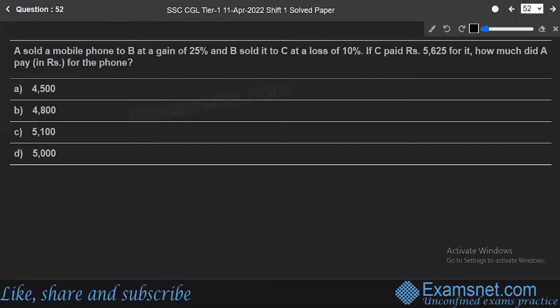Question number 52. A sold a mobile phone to B at a gain of 25% and B sold it to C at a loss of 10%. If C paid 5625 for it, how much did A pay in rupees for the phone? Is it 4500, 4800, 5100 or 5000? Which is the correct answer? C. We are given what? Let's write down what things are given to us.